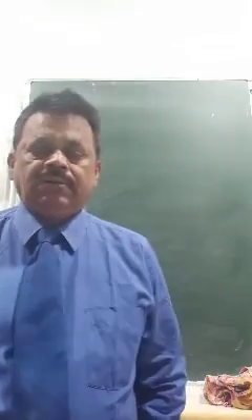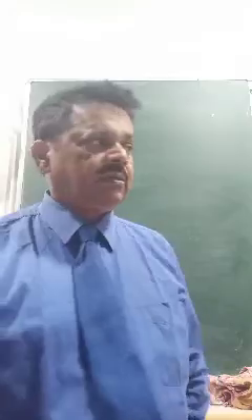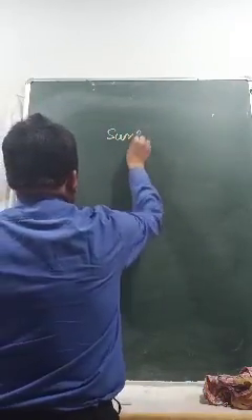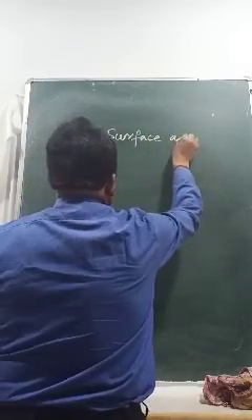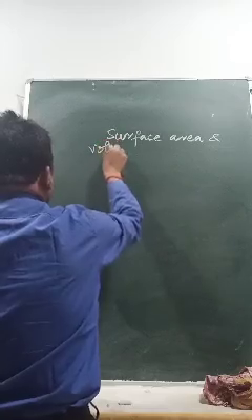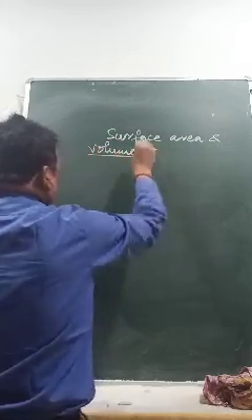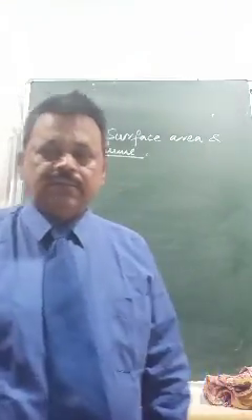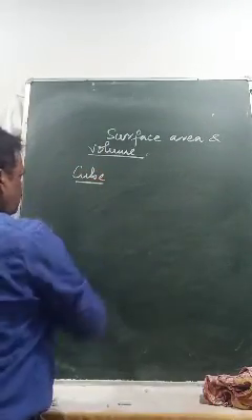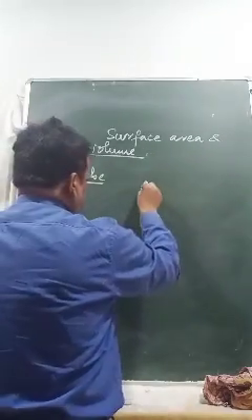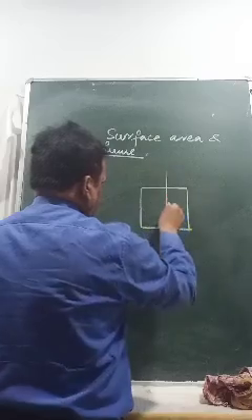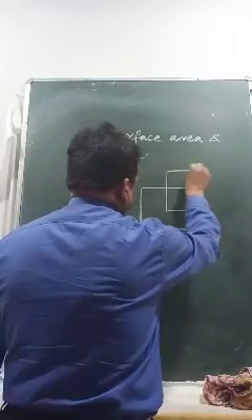So today we'll start a new chapter, surface area and volume. Okay, let's start with a cube. Cube means all the sides are equal, a solid figure whose all the sides are equal.